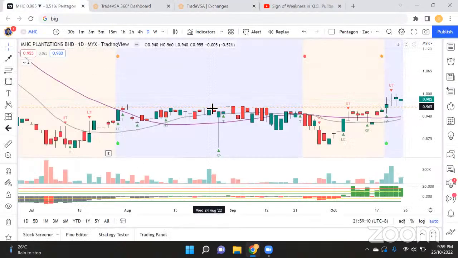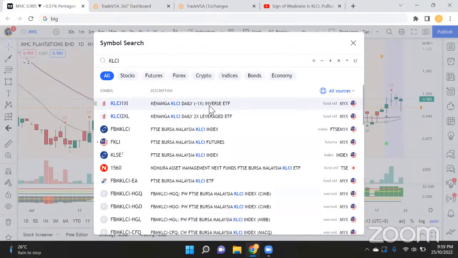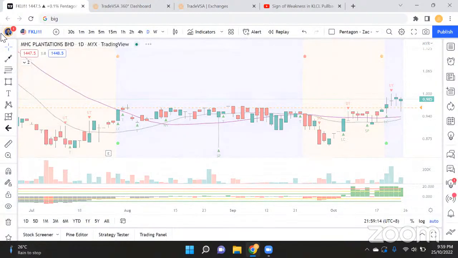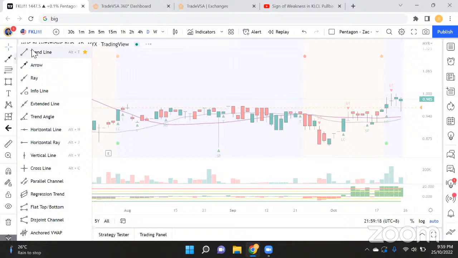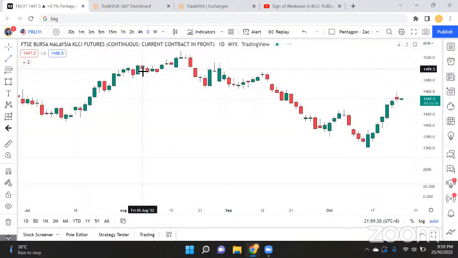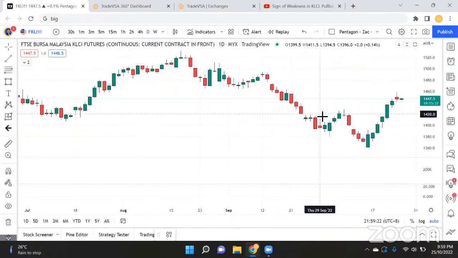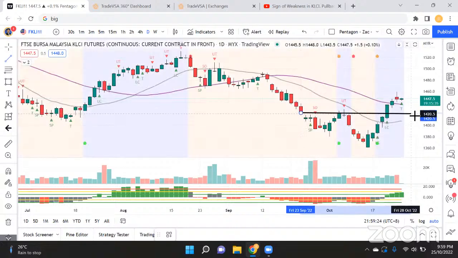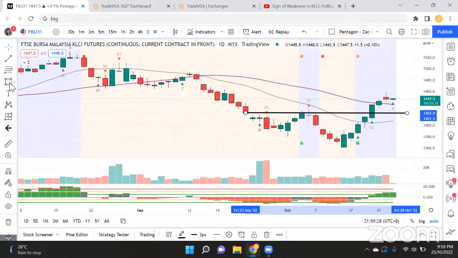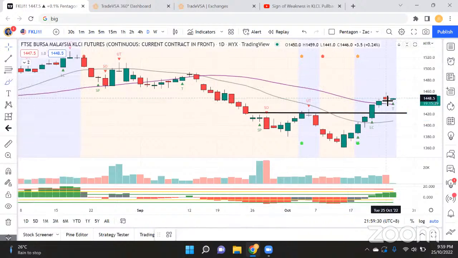I'm using the KLCI chart from TradingView here. Hopefully the line is okay. I'm going to use FKLI at the moment. So this is the FKLI. Of course, the market is still open at the moment. Here today shows some weakness in the candle.